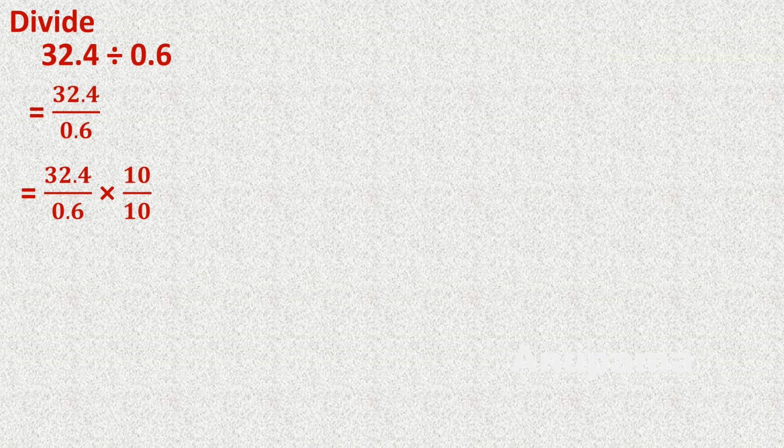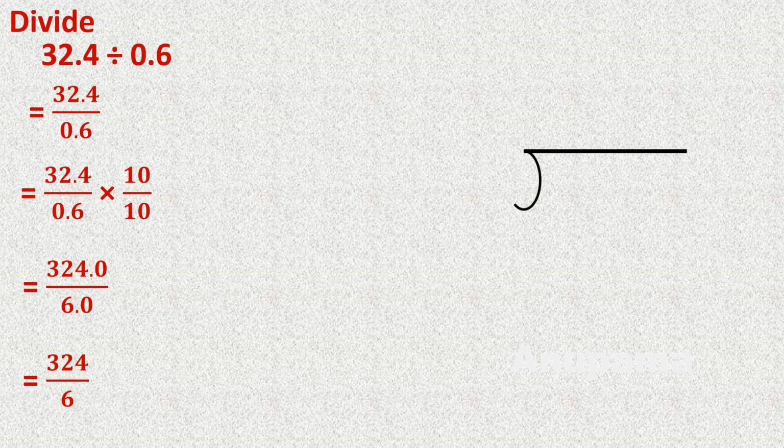Now 32.4 multiplied by 10 is 324.0, and 0.6 multiplied by 10 gives 6.0, or we can write it as 324 by 6, and it is very easy to solve now. We can easily solve it. How?